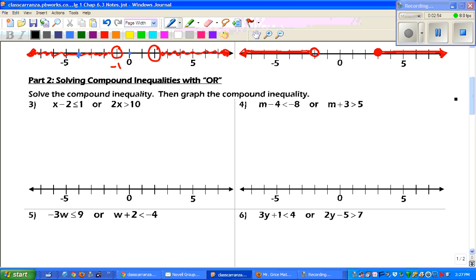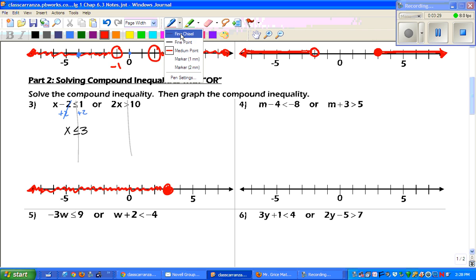All right, let's look at part 2, solving compound inequalities, then graph. Okay, so when we do this, we're going to treat them like they are two separate problems. On the left, we would add 2 to both sides. We get x is less than or equal to 3. So we're going to go to 3. It's less than or equal to, so that means we shade it in, and we shade everything to the left.